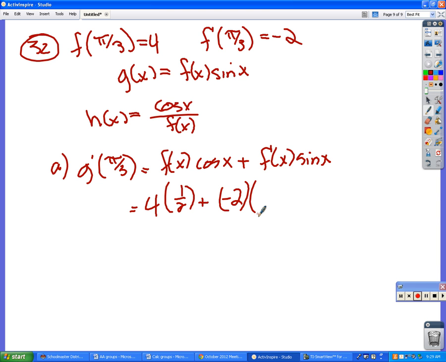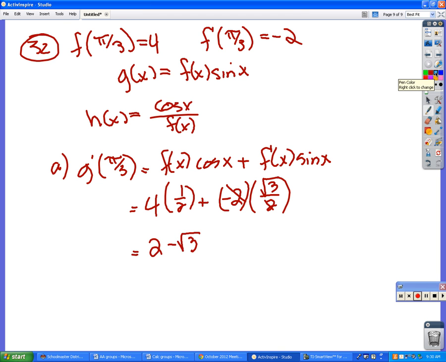And what is the sine of pi over 3? Root 3 over 2. Okay, so 4 times a half is 2. Over here, obviously the 2's cancel, so it's going to be 2 minus square root of 3. Okay? Final answer.